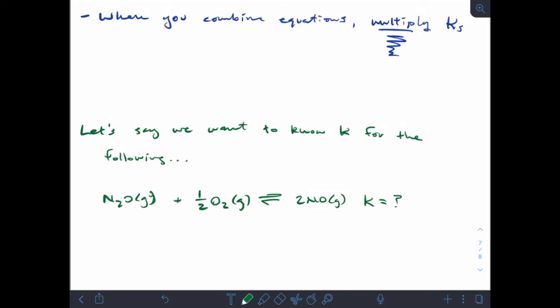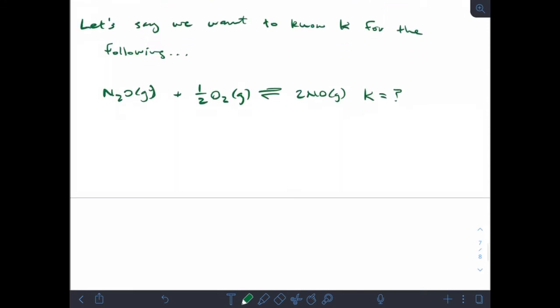Okay, so what we can do is similar to previous types of problems. If I don't know K for this, if I know a reaction mechanism to get to this, and if I know the K's for those, then I can find the K for this particular reaction. So let's say you're given this equation and you're asked to find K, and you're given a pair of reaction mechanisms that might be manipulated in such a way to get this result. So let's say you're given these reactions to play with.